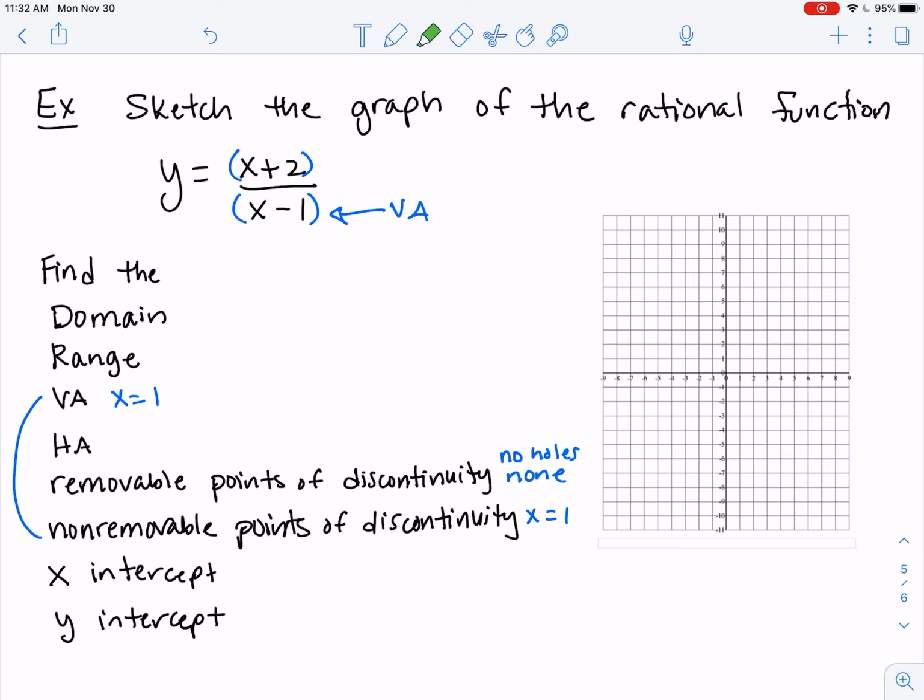Okay. Taking a look at the horizontal asymptote, degree of the top, 1. Degree of the bottom, 1. When the degree of the top is the same as the bottom, then I'm going to divide their coefficients. So 1 divided by 1, y equals 1 is a horizontal asymptote. Okay, let's go ahead and graph a few things here. Vertical asymptote, x equals 1. Okay, we have a horizontal asymptote, y equals 1.